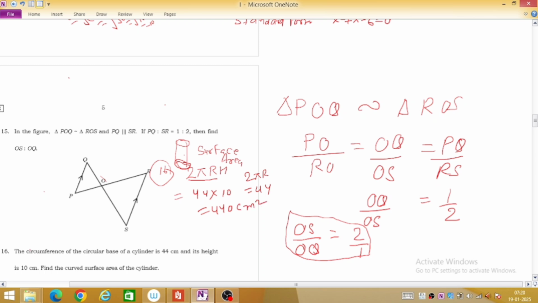Because here it says the circumference of the circular base. Think of this figure. This is circular, and you already know the circular base circumference is 2 pi r. Already given, the 2 pi r value is 44 and height is 10. Then you multiply 44 into 10, 440 centimeter square. Then next, go for the next question.